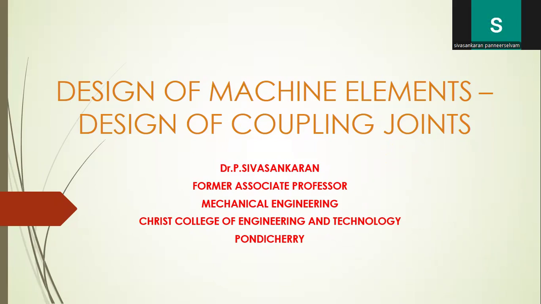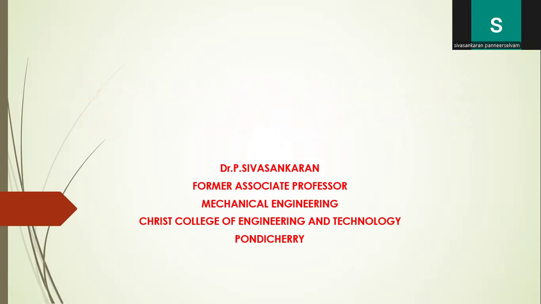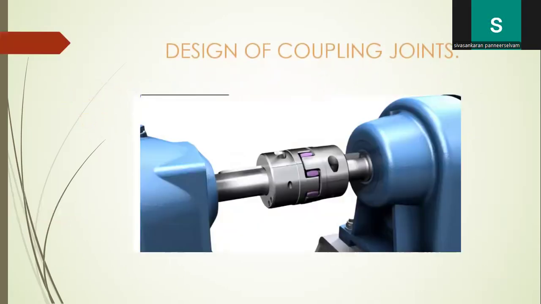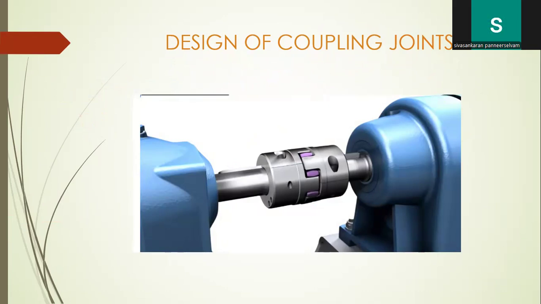Today we are in session number 6, Design of Coupling Joints from the course Design of Machine Elements. Let us see some of the basic important features of coupling joints in machine design. So now we will have the overview design of coupling joints. What do you mean by the coupling joint?